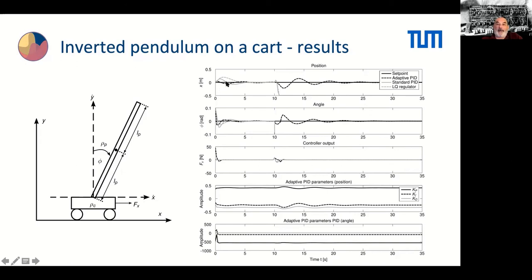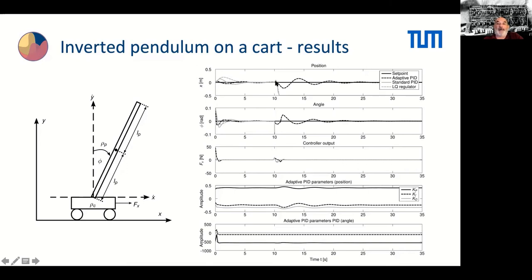We see here, of course, the black line that goes through is where it's supposed to be, the set point. And we see the gray dashed line is an LQ regulator, which is a kind of state-of-the-art control theory concept for solving this type of control problem. Then we have here in gray the standard PID controller. And the black dashed one is our adaptive PID controller, using the neural network. So in the beginning, we see that the PID controller is doing a good job and all controllers are converging.